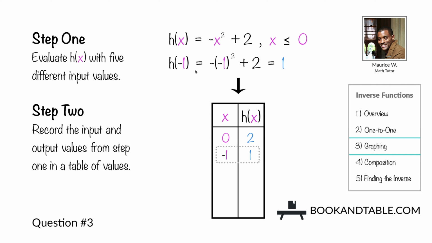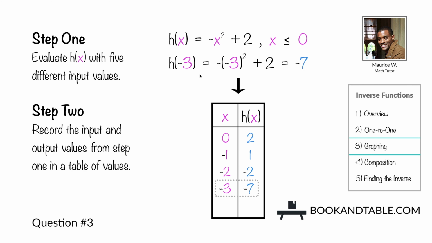h of -1 is equal to... So here we have -1 squared, which is 1. And -1 times 1 is -1. -1 plus 2 is 1. So the x value is -1 and the y value is 1. h of -2 is equal to -2 squared is 4. So -1 times 4 is -4. And -4 plus 2 is equal to -2. So the x value is -2 and the y value is -2.